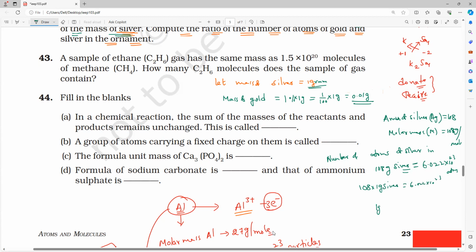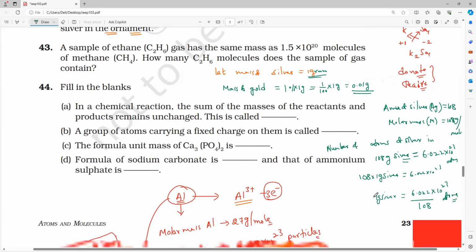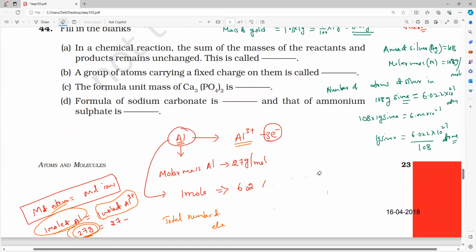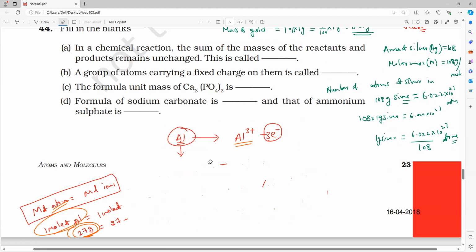1 gram of silver is equal to how much? 6.022 into 10 power 23, and 108 will come to this side. It will become division. So this is the number of silver atoms in 1 gram. Understood, everyone? Please respond. So 1 gram of silver contains Avogadro number divided by 108.